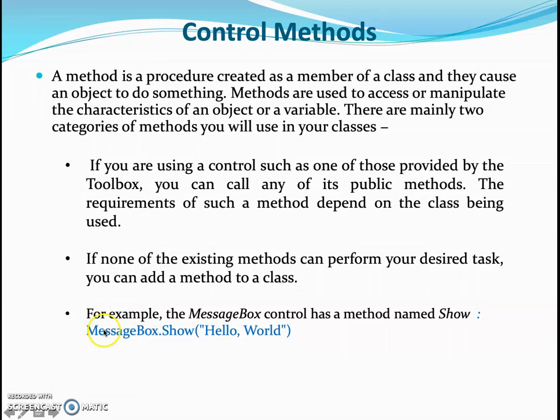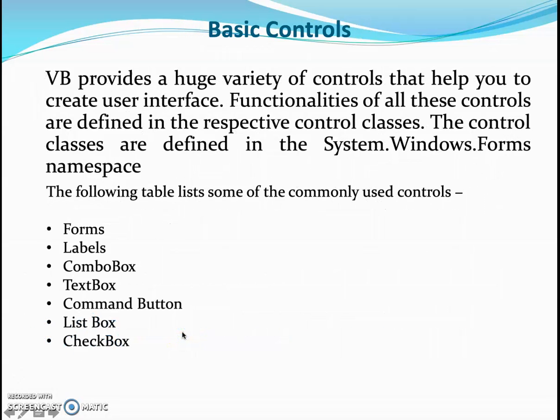For example, MessageBox is a control. Dot Show. We have written some text inside as a parameter. So whenever the message box is instantiated, it will show hello world inside it. So the method is the Show method.